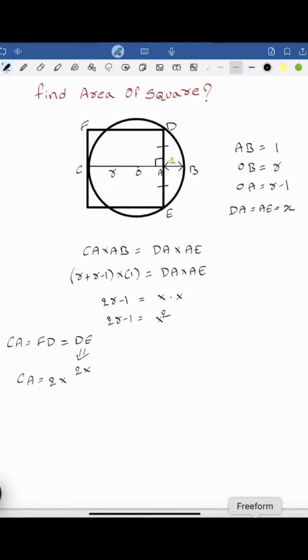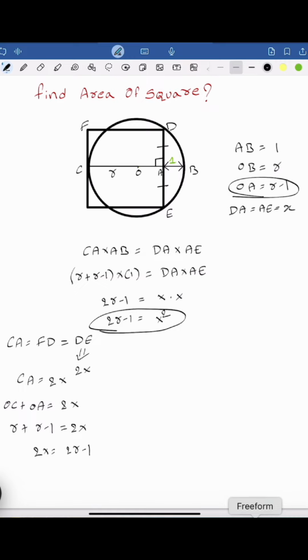Now the length of CA is OC plus OA, equal to 2 times x. OC is equal to R and OA is R minus 1, which is equal to 2x. So 2x is equal to 2R minus 1. In this equation also we have the term 2R minus 1. So in place of 2R minus 1, if you substitute 2x, which is equal to x squared, x is equal to 2. So from the diagram, DE is equal to 2x. So the length of DE is equal to 4.